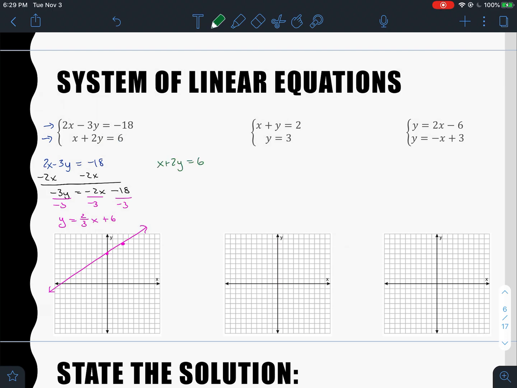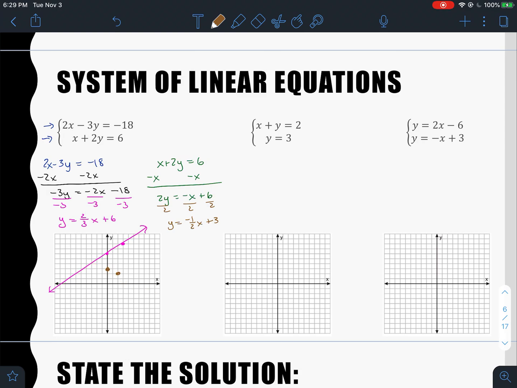Now I'm going to solve the second one. My second equation was x plus 2y equals 6, and I want to graph that. I'm going to subtract x from both sides, and I get 2y equals negative x plus 6. Then I'm going to divide all the pieces by 2, and so I have y equals negative 1 over 2 x plus 3. This one starts at positive 3 on the y-axis, and then it goes down 1 over 2. If I connect them, that would be my second line.